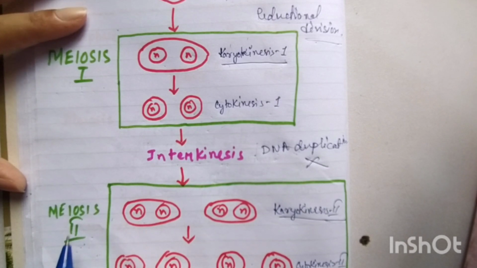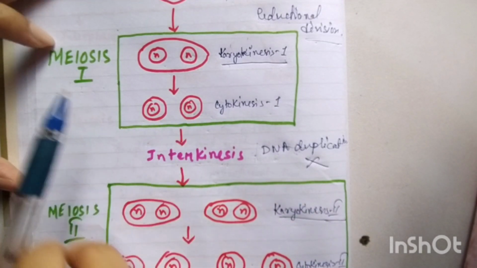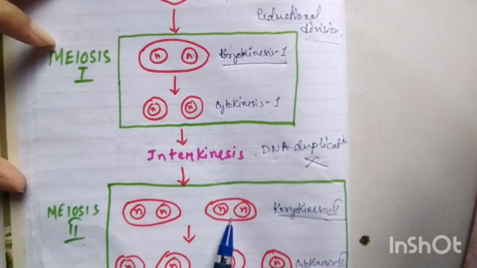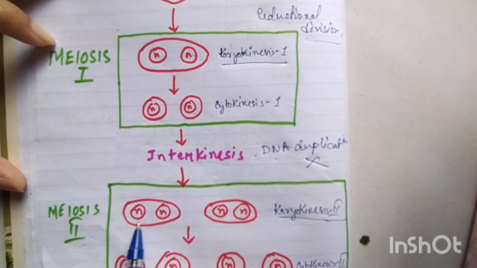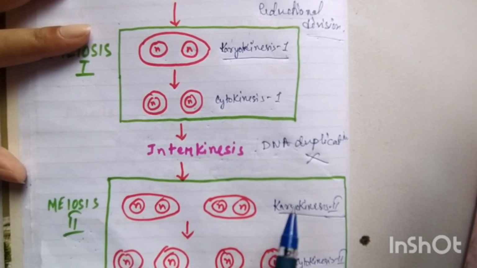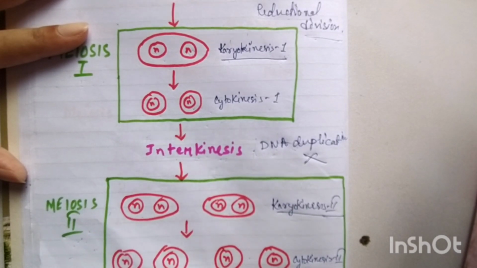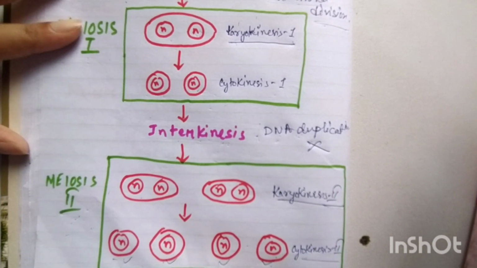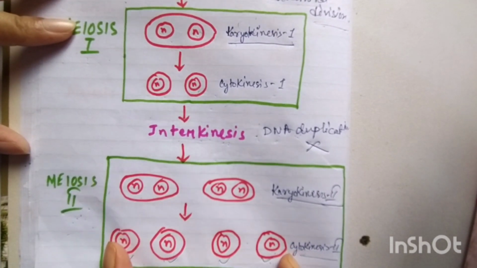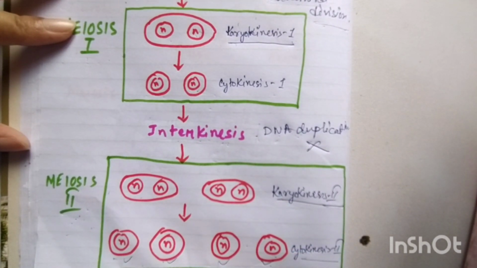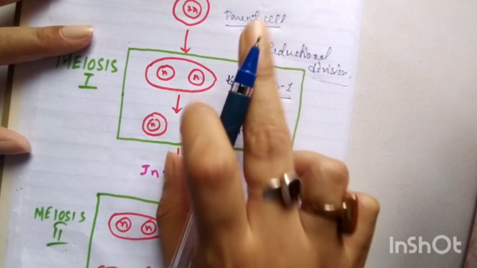In meiosis 2, each of the daughter cells produced in meiosis 1 will divide again. At first the nucleus will divide, and then the cytoplasm will divide, and as a result 4 daughter cells will be produced, and each of them will have half the number of chromosomes of the parent cell.